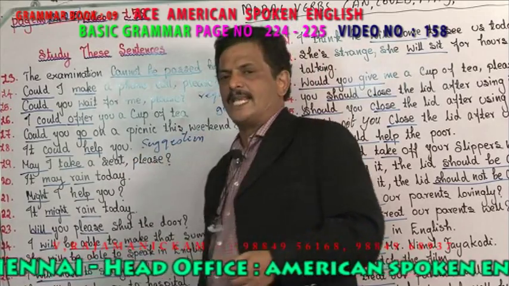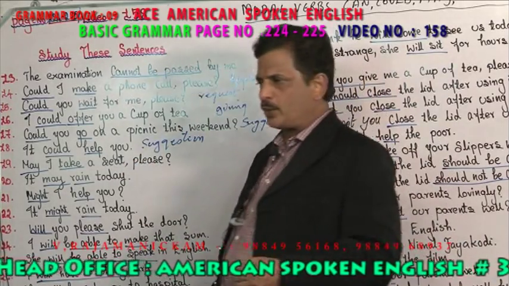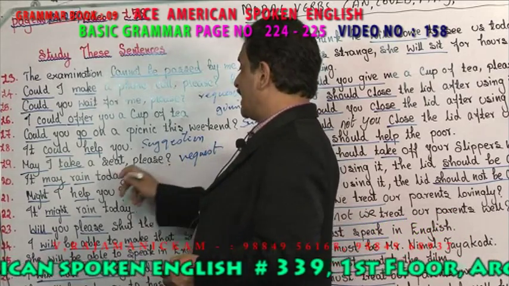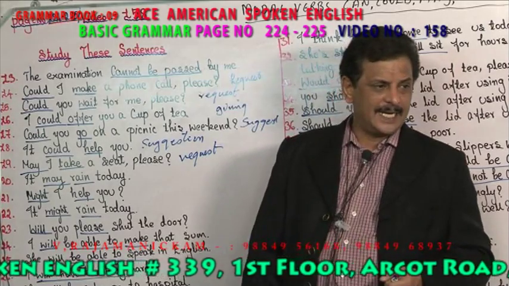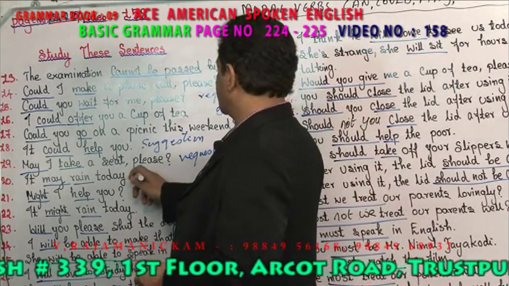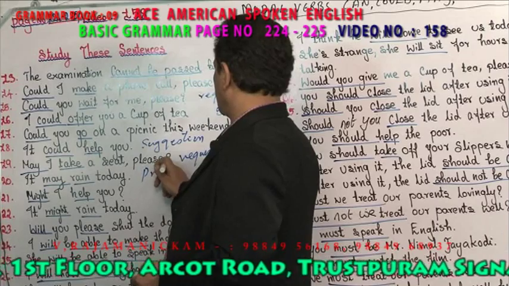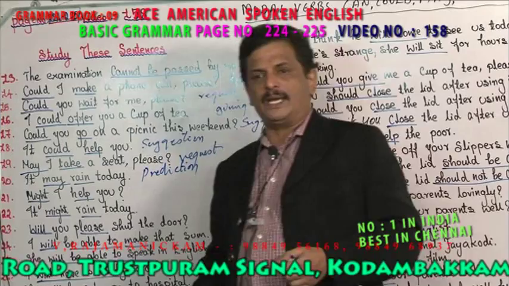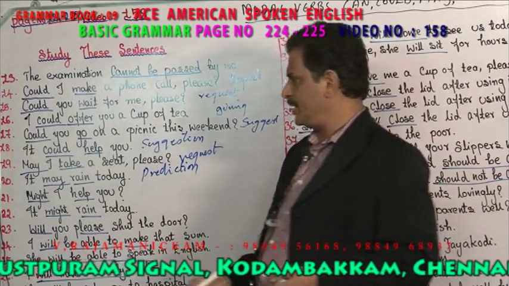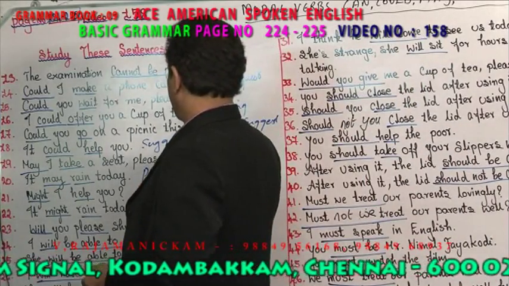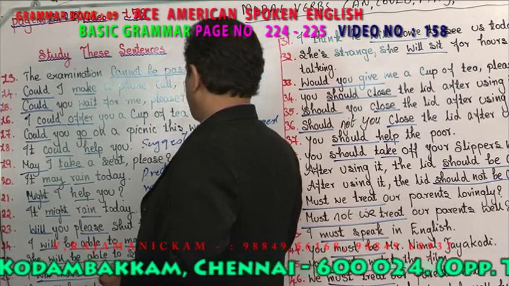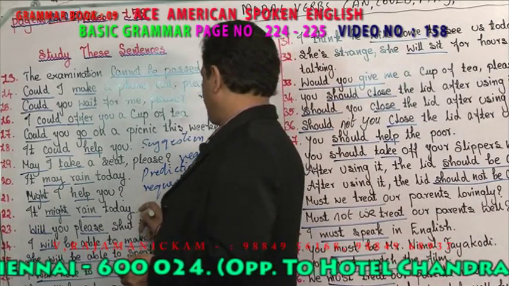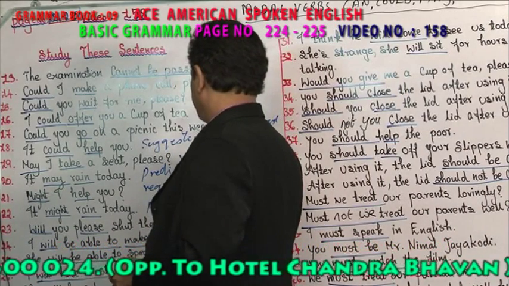May I take a seat, please? It is request. So, for request, you are using may. You can also use could. It may rain today. It is prediction. Chances are less. So, for prediction, you are using may. Might I help you? Generally, might I help you is not used for question. So, it is a request. It might rain today. The possibility is less. So, for prediction, you are using might.